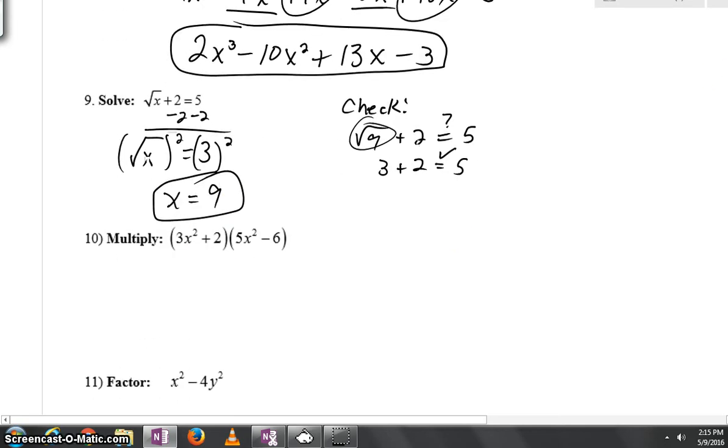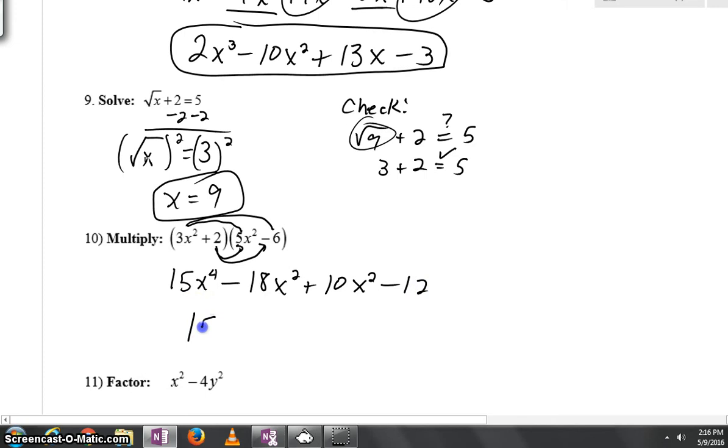Moving on to number 10. Well, FOIL, just like we did earlier. 3x squared times 5x squared, you'll get 15x to the 4th. 3x squared times a negative 6, you'll get negative 18x squared. Take your 2 and distribute to both. We'll get a plus 10x squared. 2 times negative 6, you'll get negative 12.